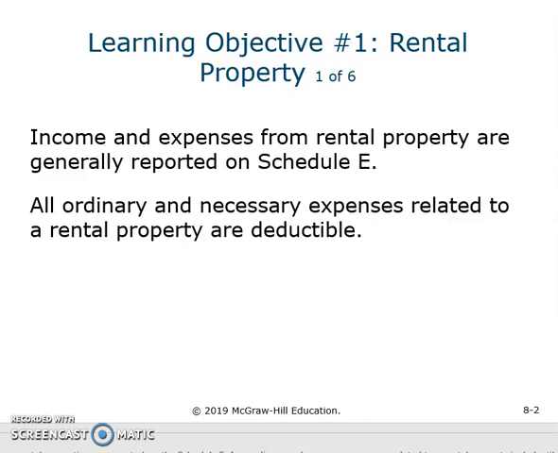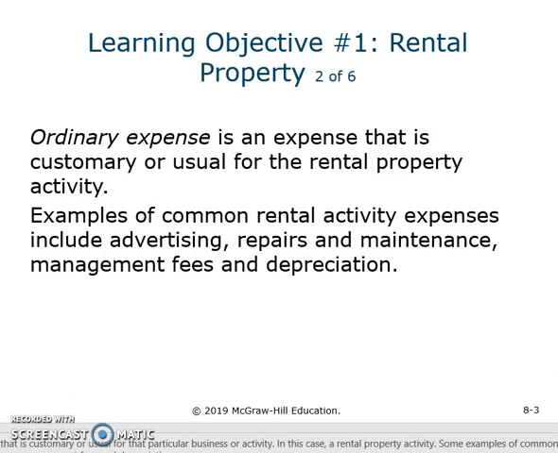All ordinary and necessary expenses that are related to a rental property are going to be deductible. An ordinary expense is any expense that is customary or usual for the rental property activity. Some examples of those types of expenses are advertising, repairs and maintenance, management fees, and depreciation.